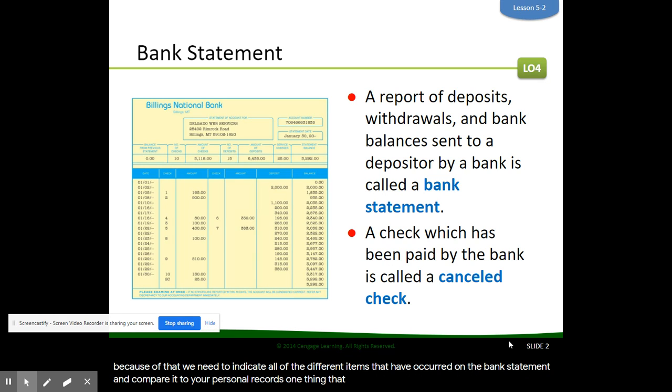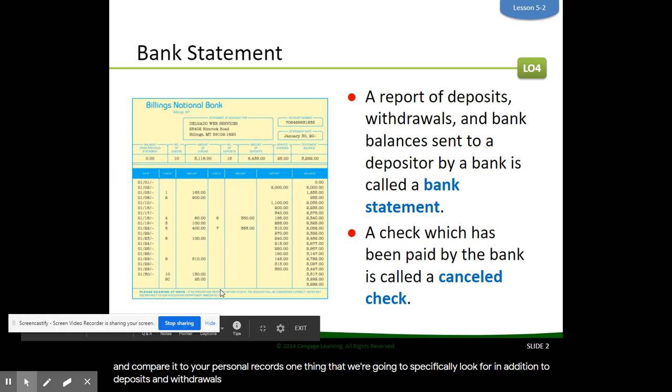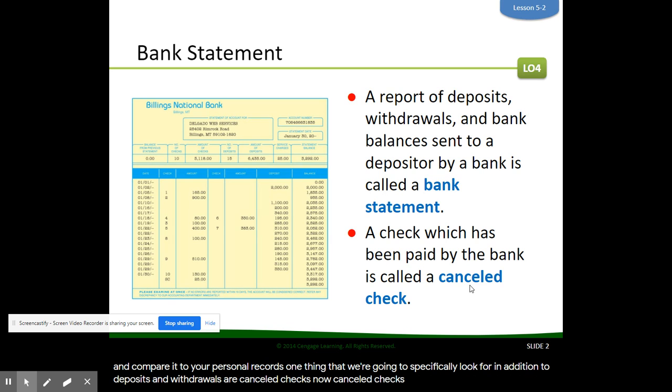One thing that we're going to specifically look for, in addition to deposits and withdrawals, are canceled checks. Now, canceled checks are checks that you wrote and then have also been cashed. Some people confuse canceled checks with voided checks. Voided checks we learned about in the last section. Voided checks are checks that you started to write and you made a mistake on and that you ripped up and threw away. A canceled check is a check that has been cashed. It's important to know the difference between the two.